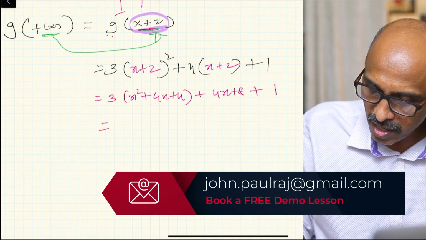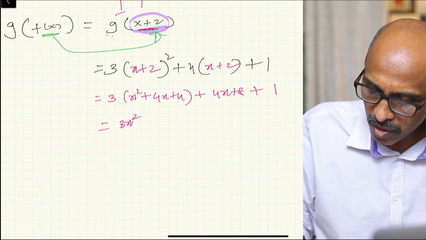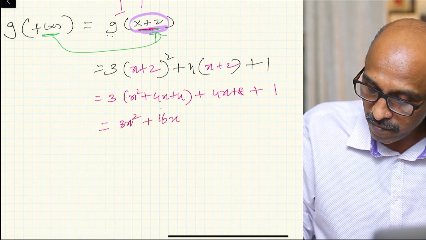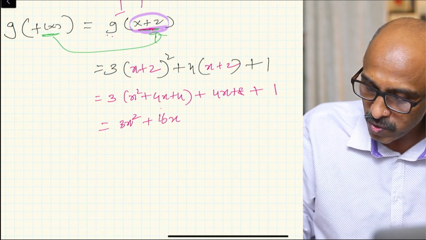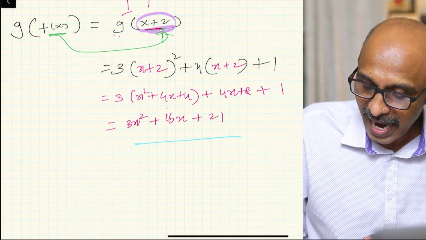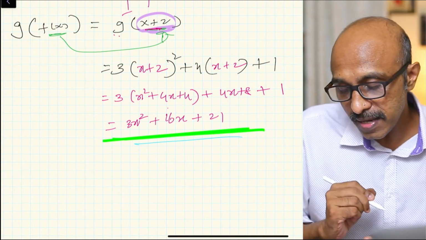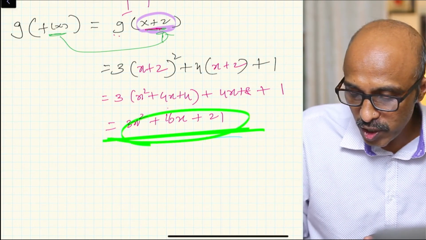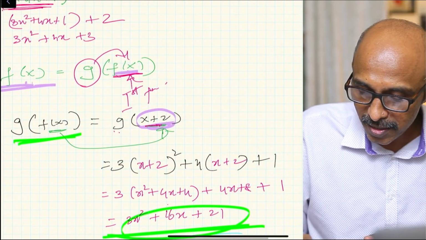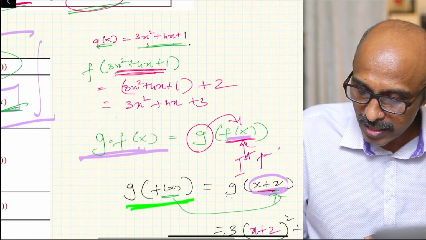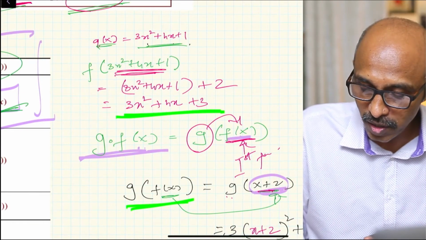And that should be 3x squared, 12x and 4x should give me a 16x, 12 and 8 is a 20, plus 1 is a 21. And that gives me g of f of x. And you can see clearly that g of f of x is not the same as f of g of x, which we saw earlier on.